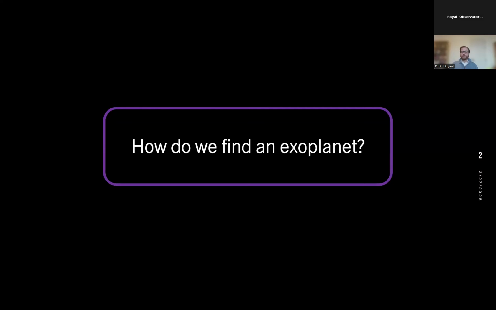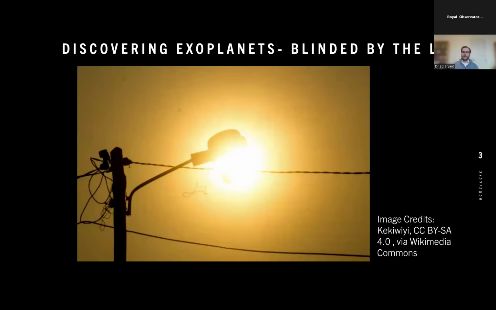And so you might think, well, we can just look up in the sky. That's how we found some of the planets in the solar system, how they were found many, many years ago. They reflected light from the sun, and ancient astronomers were able to look up and see them. But it's a bit harder for exoplanets.